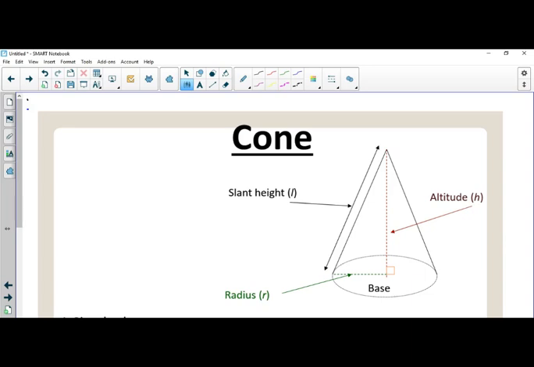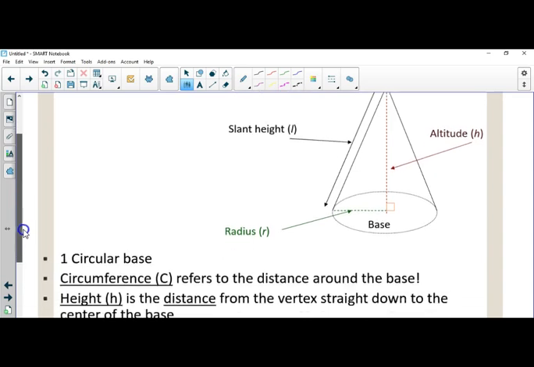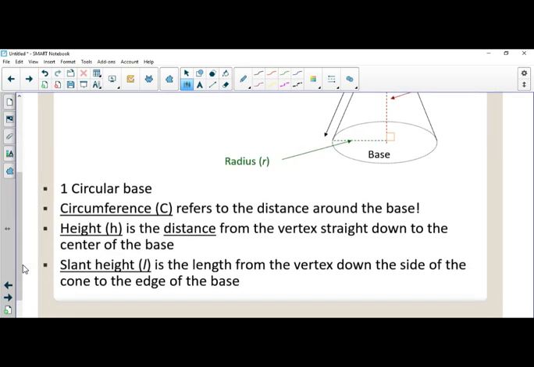Notice we have the radius of the circle. We have the altitude, just like we did the pyramid, from the top down to the center of the circle. And the slant height is if you were crawling up the side of this cone. So we have a circular base. Circumference is the distance around the base. Height is straight up from the center to the top of the cone. And slant height is the outside.